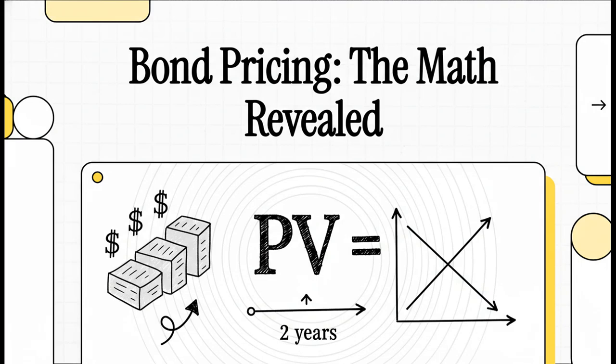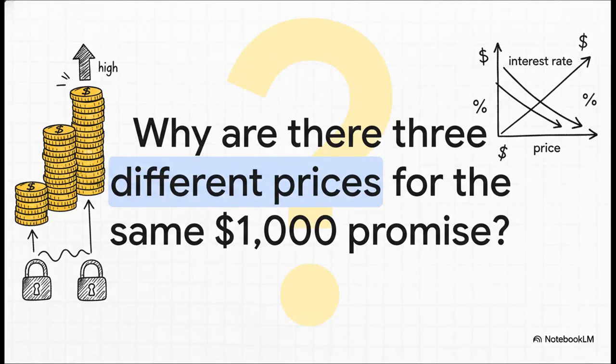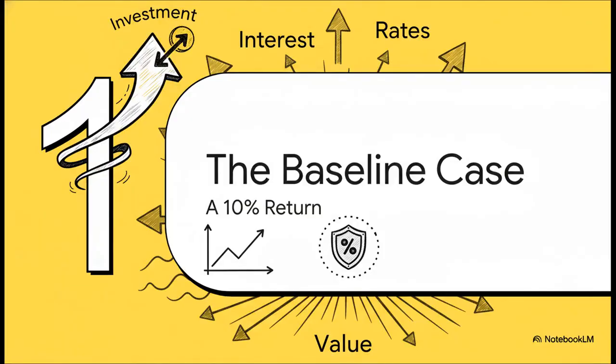In our last explainer, we left everyone with three different prices for the exact same two-year bond: $826, $756, and $907. Today, we're going to pull back the curtain and actually prove those numbers using the present value formula. Exactly, and that's the core question, isn't it? You have to remember, the promise from the bond never changes. It's always $1,000 in 2 years. So logically, the only reason the price you pay today would be different is because the interest rate the market is demanding has changed. Okay, let's dive into the math.